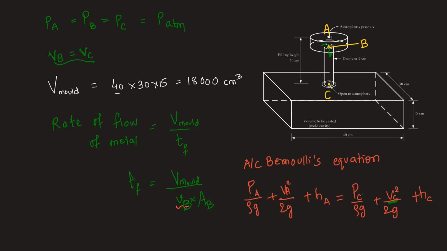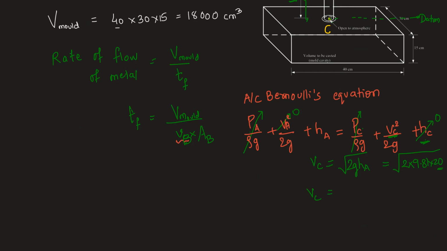So PA and PC both are equal. We already wrote it here. That is the atmospheric pressure, because both the points are open to atmosphere. So these two can be subtracted out from both the sides. If we consider the datum here at the top of the mold, then HC has to be 0. HA is given, which is the filling height, 20 centimeters. Also, VA is 0 because it is the starting point. The metal starts to fall from point A, so initial velocity of that metal at point A is 0. Simply we will have VC square equal to HA into 2g, and taking root we have VC equal to under root 2g into HA. This will be equal to under root 2 into 9.81 into 20.